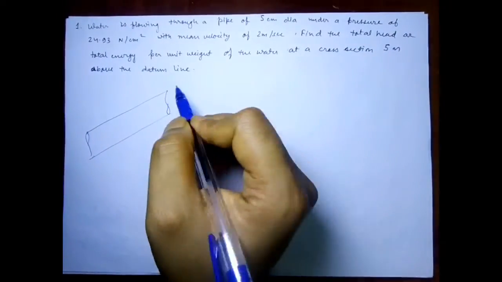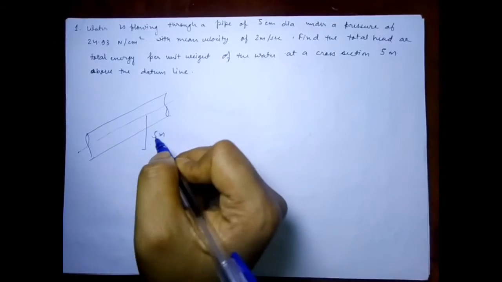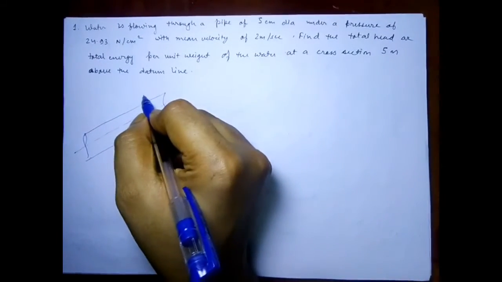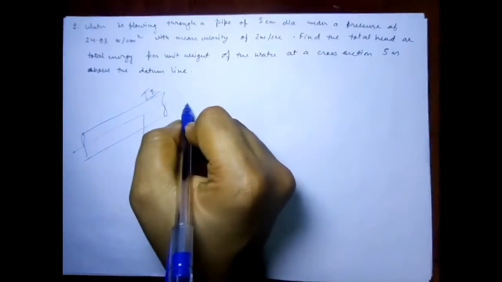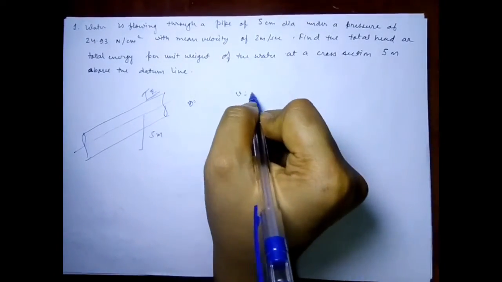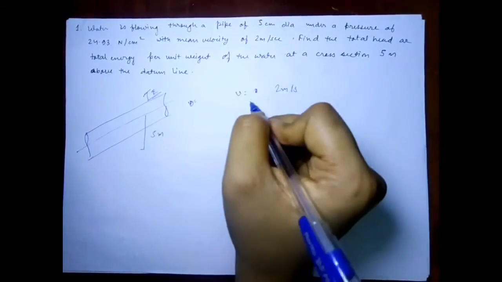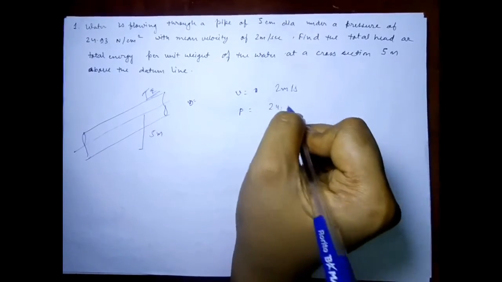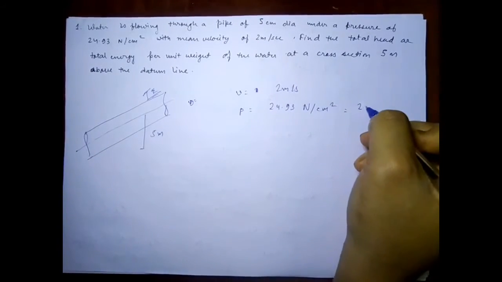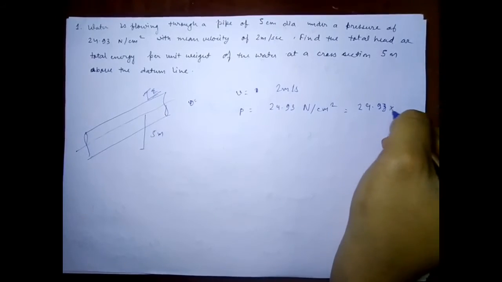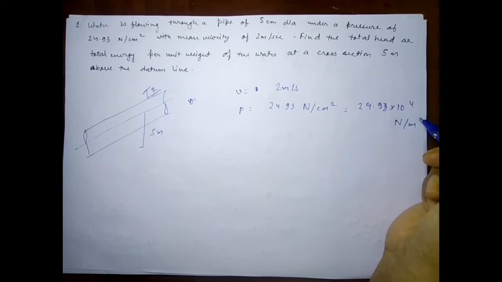where water is flowing, and at a datum height of 5 meter, we are asked to find the total energy per unit weight, or the total head, provided we have the velocity that is equal to 2 meter per second, and also we have the pressure that is equal to 24.93 Newton per centimeter square, and that is equal to 24.93 into 10 to the power 4 Newtons per meter square.